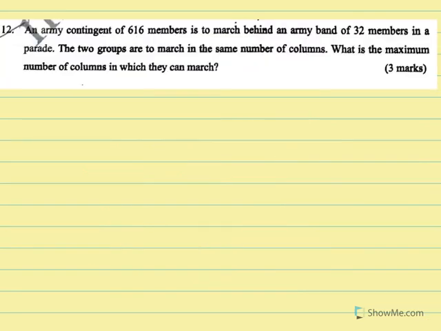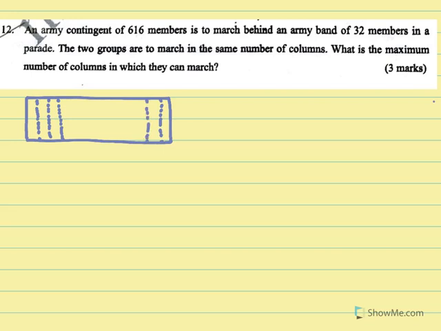An army contingent of 616 members is to march behind an army band of 32 members in a parade. So let's draw this thing. So first we have a large contingent, and there are here 616 members, and I'm not drawing all of them, but there are all these army standing in a row. Okay, we do not know how many rows there are, that is our question.